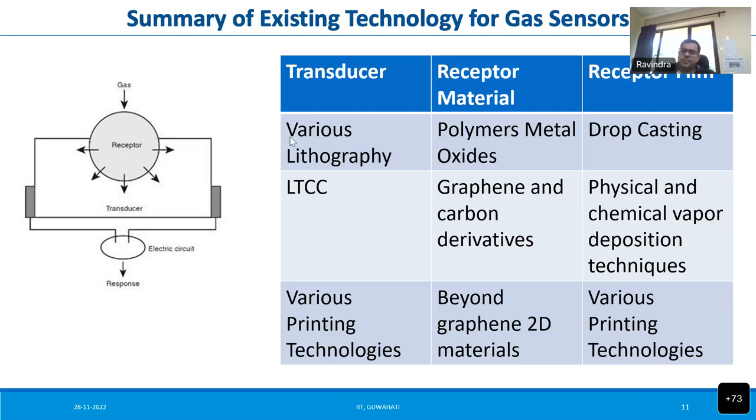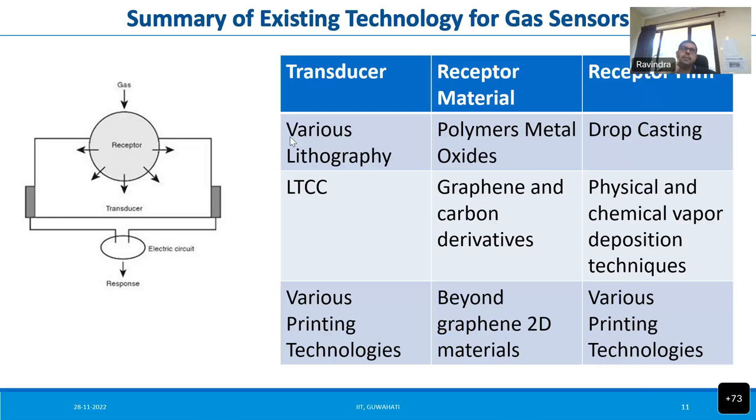Receptor materials, as I have also mentioned, come in various types, like polymers and metal oxides. There were some disadvantages or challenges with these materials, so people moved on. They moved to graphene and other carbon derivatives like CNTs. Then they found that these materials also have some challenges. They moved towards other 2D materials beyond graphene, like transition metal dichalcogenides.